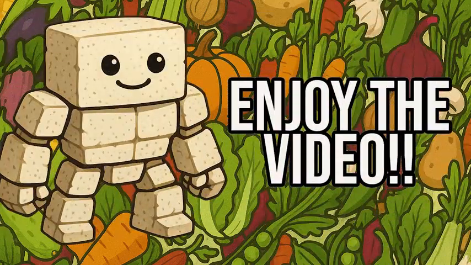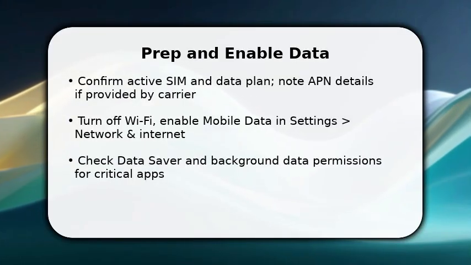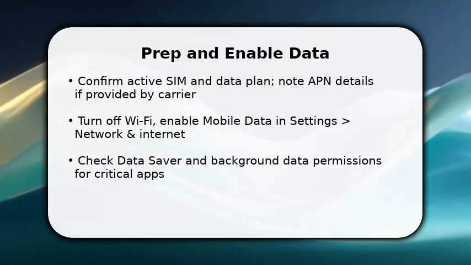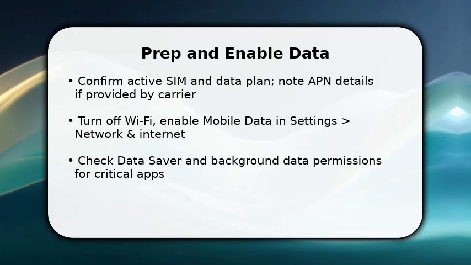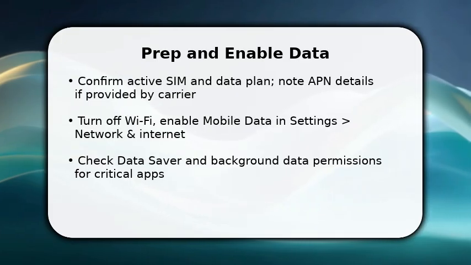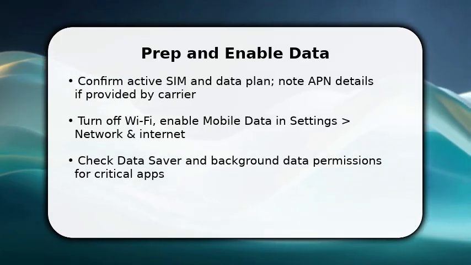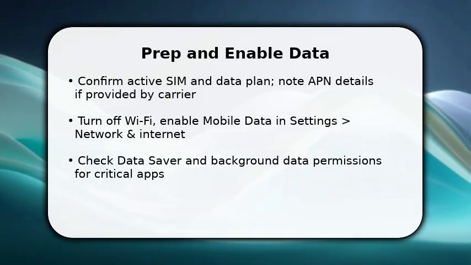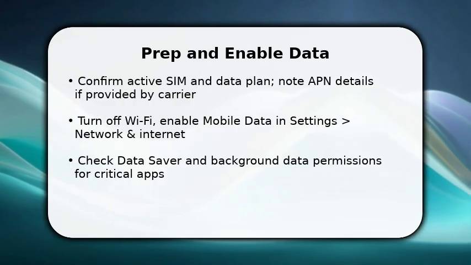Please enjoy the video. You need an active SIM and a data plan first. Insert the SIM and confirm service in your carrier app or via SMS. Once done, open Settings, Network and Internet, and toggle Mobile Data on. This is the essential first step to route traffic over cellular. Make sure Wi-Fi is off so testing uses the mobile link.